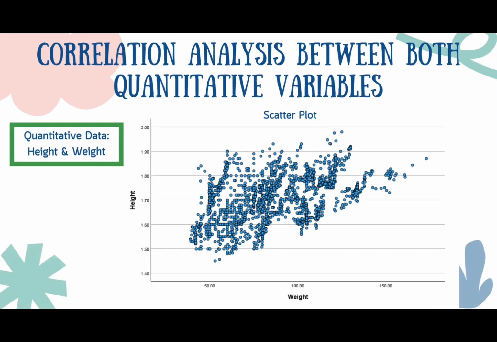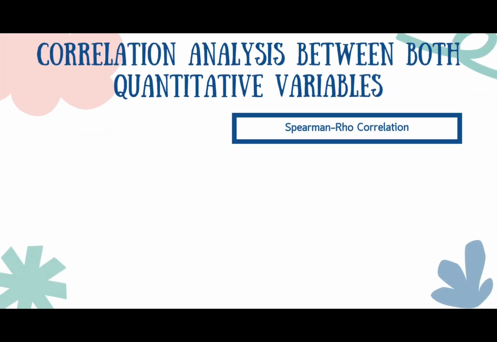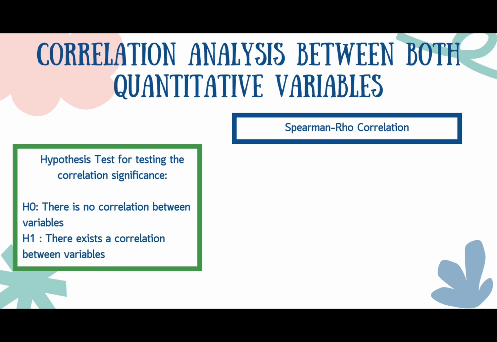Since both are quantitative variables, we will analyze their relationship using correlation analysis for quantitative data. The figure displays a scatter plot of height and weight, showing a positive linear relationship. This indicates that taller individuals tend to have higher weights. However, the data exhibits a heteroscedasticity pattern, suggesting that it is non-parametric. The next step involves performing the Spearman-Rho correlation, as the scatter plot indicates a heteroscedasticity pattern for the variables height and weight.